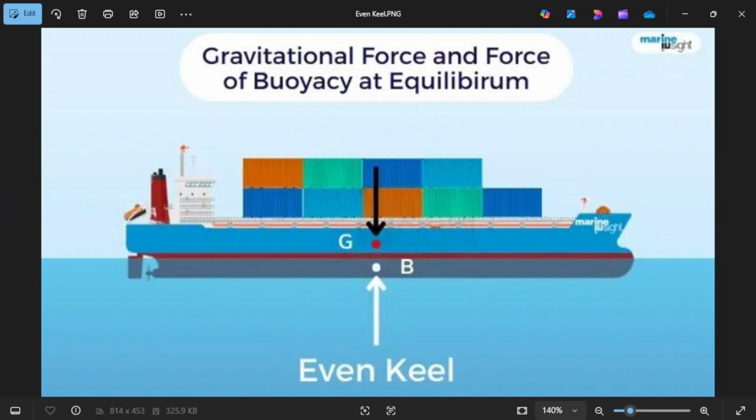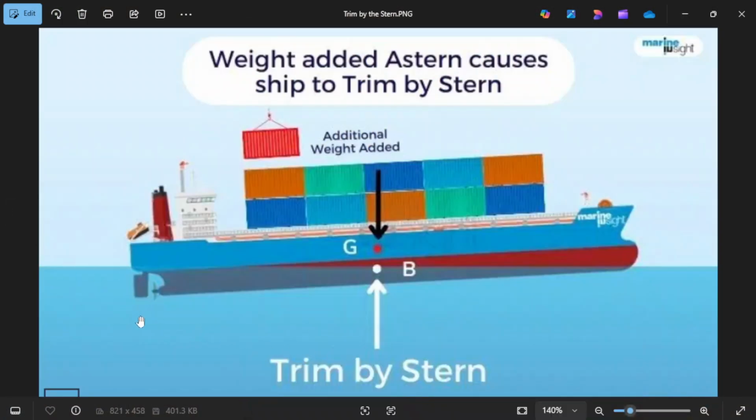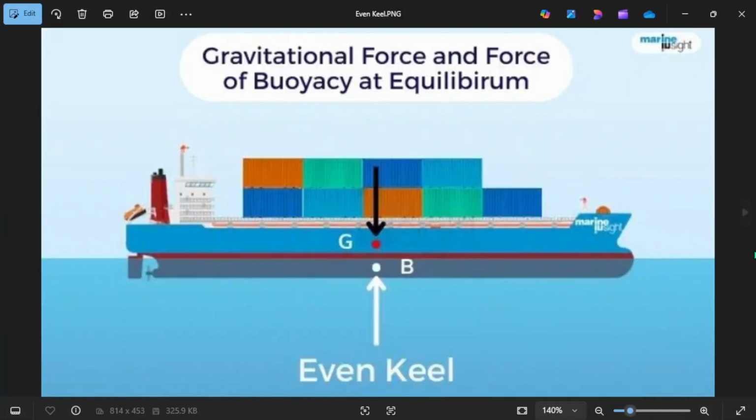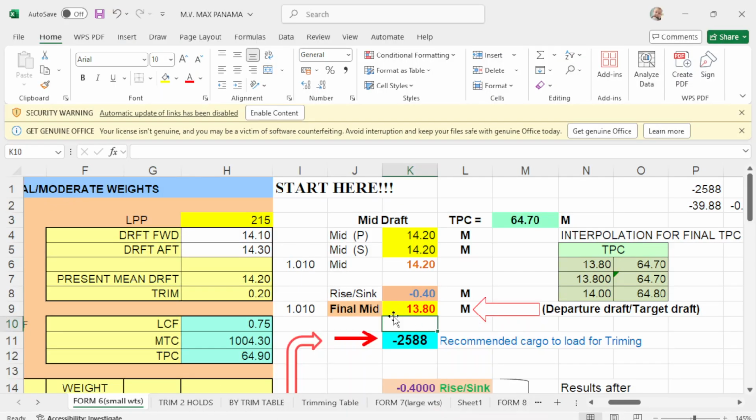Again, I repeat, from trim by the stern, you have to take out cargoes in hold number 3 and number 6, so that the aft part of the vessel will rise until it reaches the condition of even keel, and the mean draft of this even keel is 13.80. Okay. Now the question is, how much amount of cargo are we going to discharge?